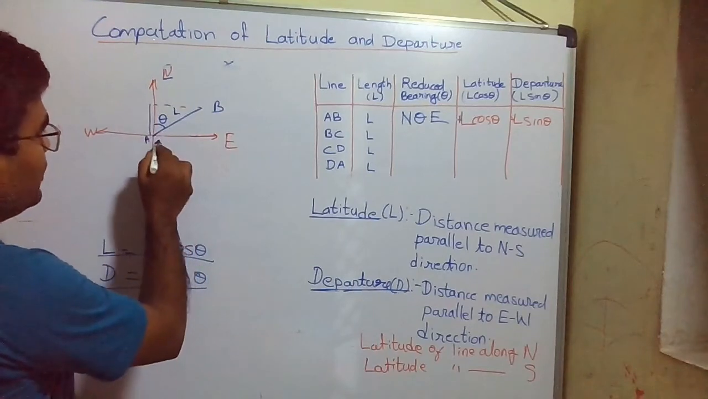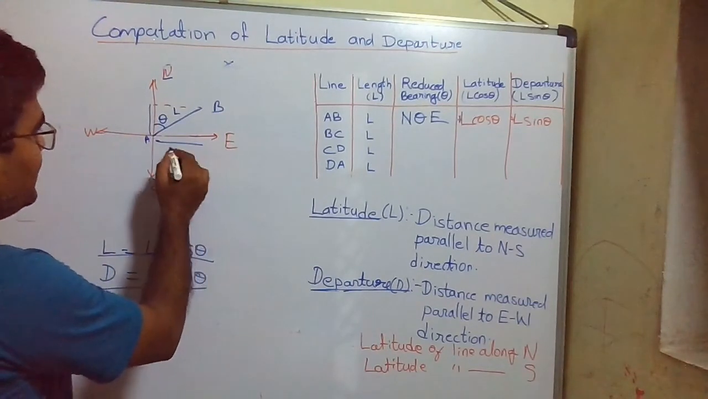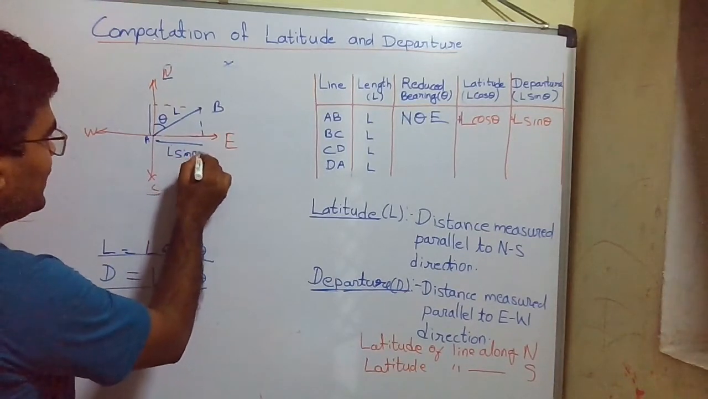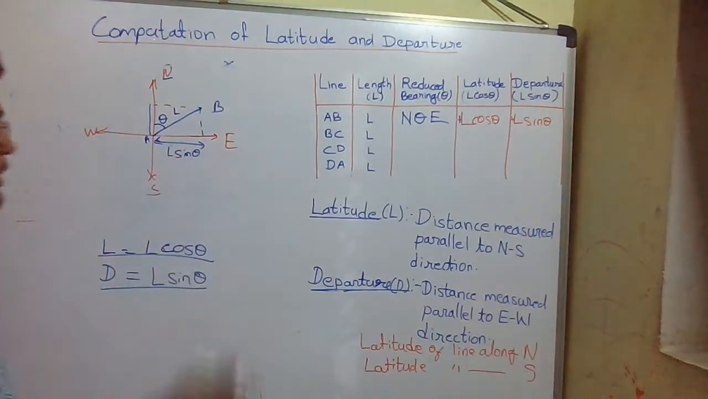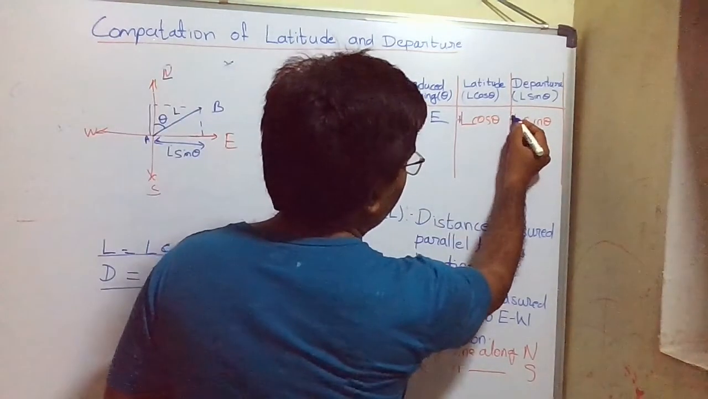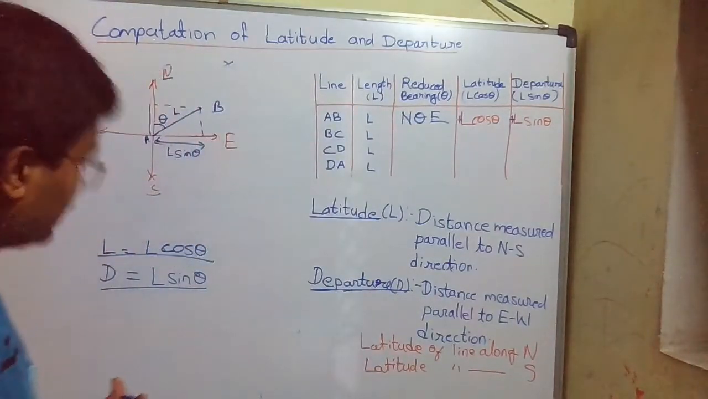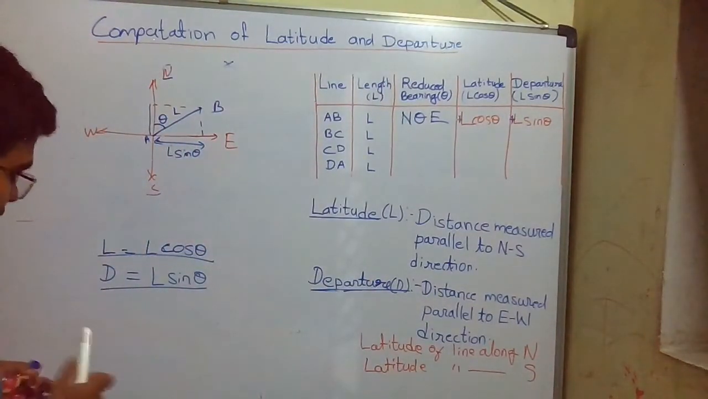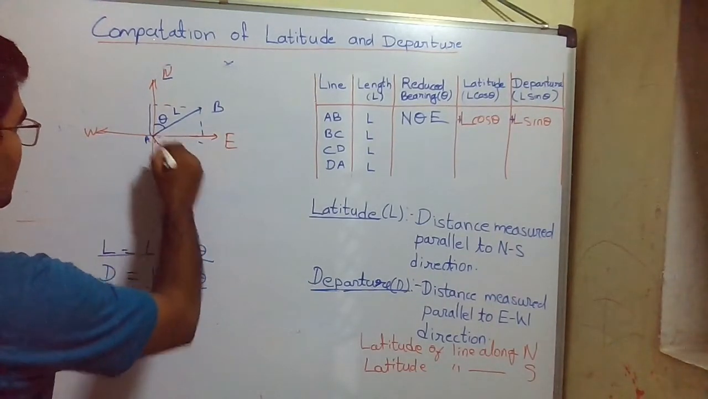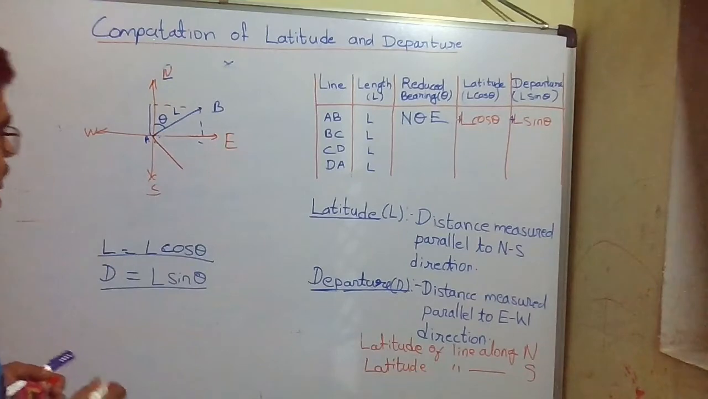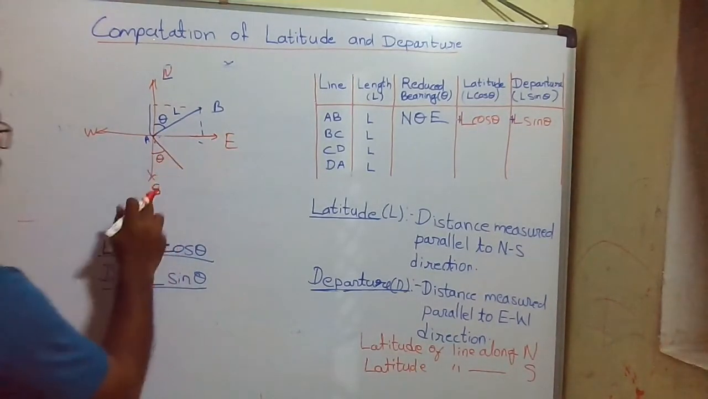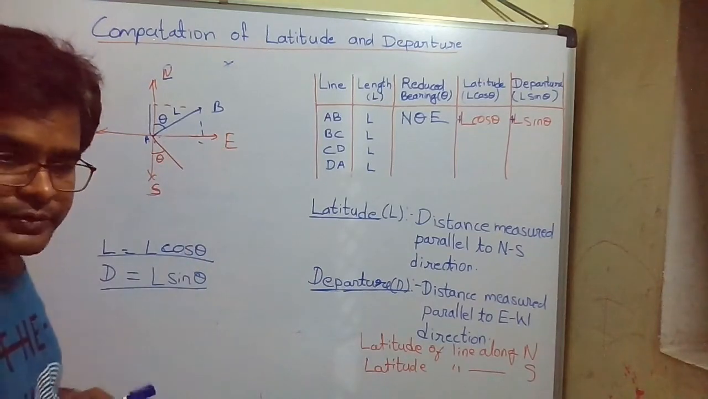and departure is along east, what is the departure? L sin theta, but it is towards east, so our departure will be positive. Okay, suppose we consider another line in the southeast quadrant, then what is the bearing of this line? Quadrantal bearing of the line is south theta east.